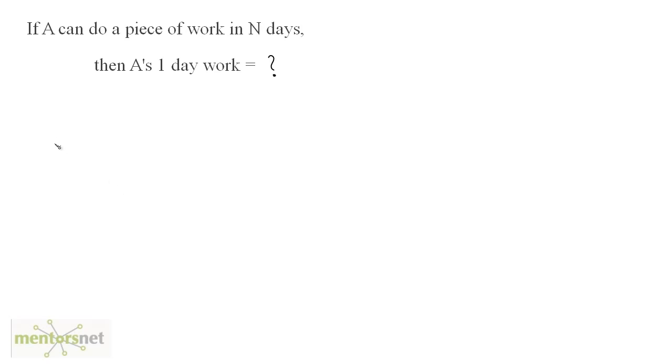So here we have, if A can do a piece of work in n days, then what is A's 1 day work? So we have two quantities here, work done and time taken. Let us assume that the complete work done in n days is 1. The value is 1. So the days taken are n days. That's what is given to us. And we have been asked what is A's 1 day work. So the days taken is 1. What is A's work done?